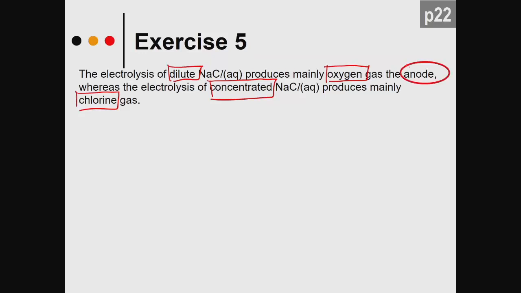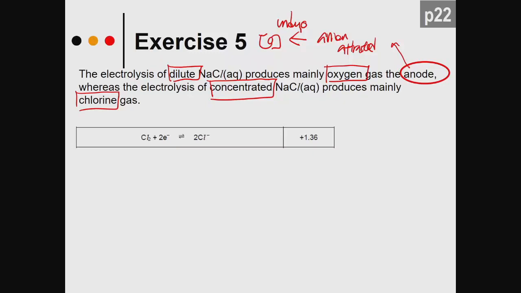So you must remember at the anode, anions are attracted. So the anode attracts anions, and anions undergo oxidation. Okay, so when you choose a half equation, you must remember I'm looking at an anion undergoing oxidation. So what will be the species present in your NaCl? NaCl contains Cl minus, and this is the only half equation that involves Cl minus undergoing oxidation on the right hand side. So Cl minus on the right hand side means they undergo oxidation.